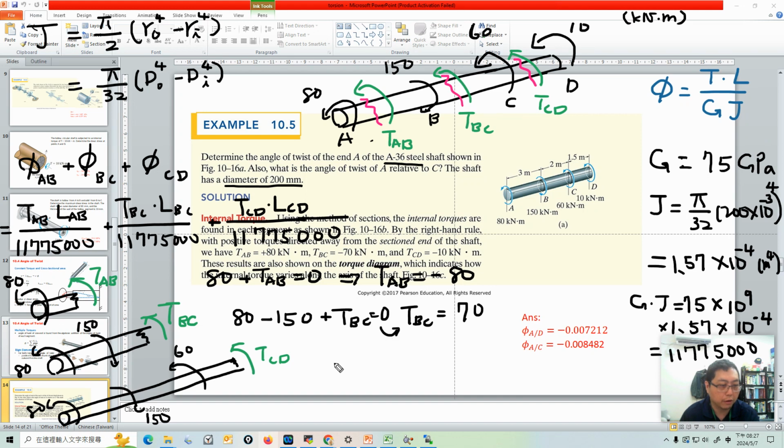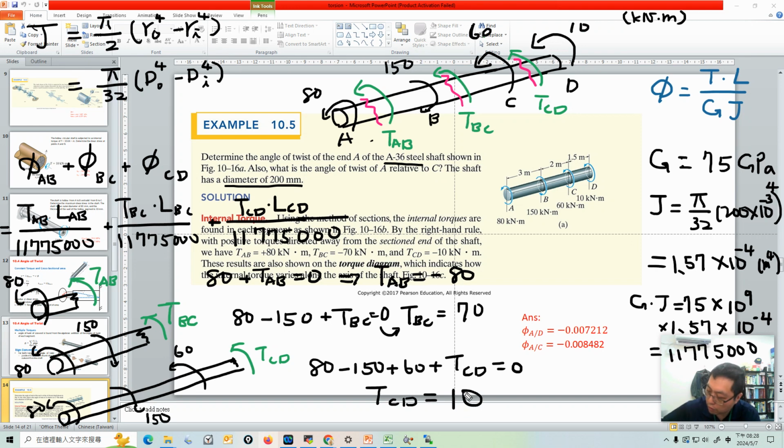And the final one is 80 minus 150 plus 60 plus TCD equal to 0. So what does this tell you? TCD is equal to minus 10, right? Let me see. No, not minus 10. I did it wrong. It's not minus 10, it's plus 10.